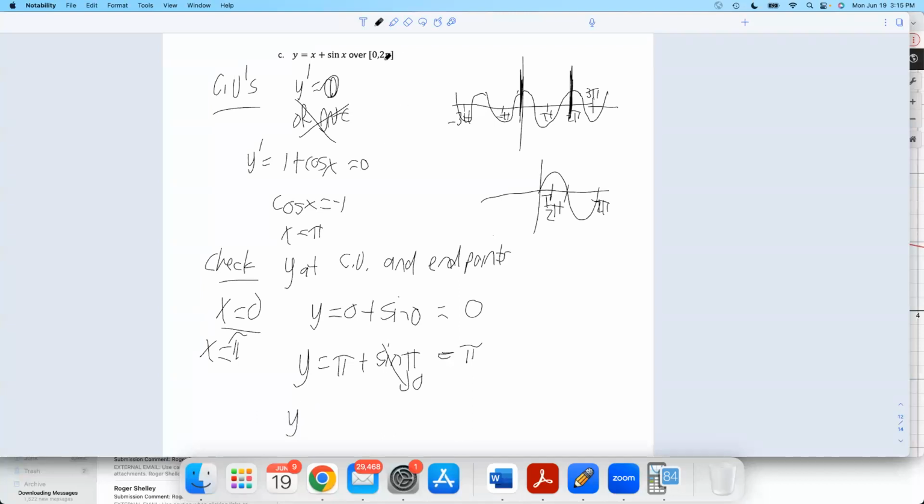Y at my endpoint, 2 pi, will be 2 pi plus sine of 2 pi. Sine of 2 pi, also 0. It's right there. I get 2 pi.